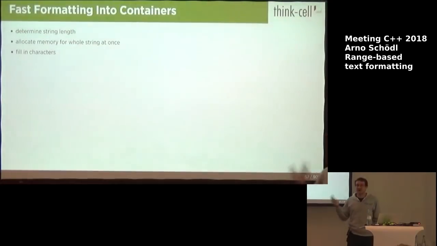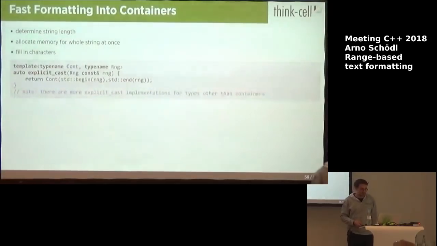Now, how do you do fast formatting into containers? We have now our tree of things, but we want to add it to a container. We want to create an actual string. The fastest possible way to do that, really, is to determine the string length in advance. Then you do one memory allocation, and then as quickly as possible, you just fill in the characters at a pointer location, one by one. That's pretty much the fastest way I can come up with.